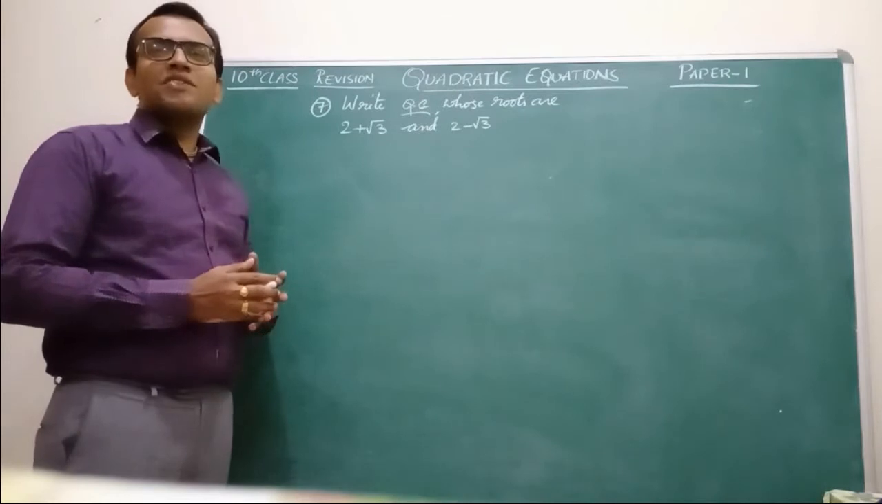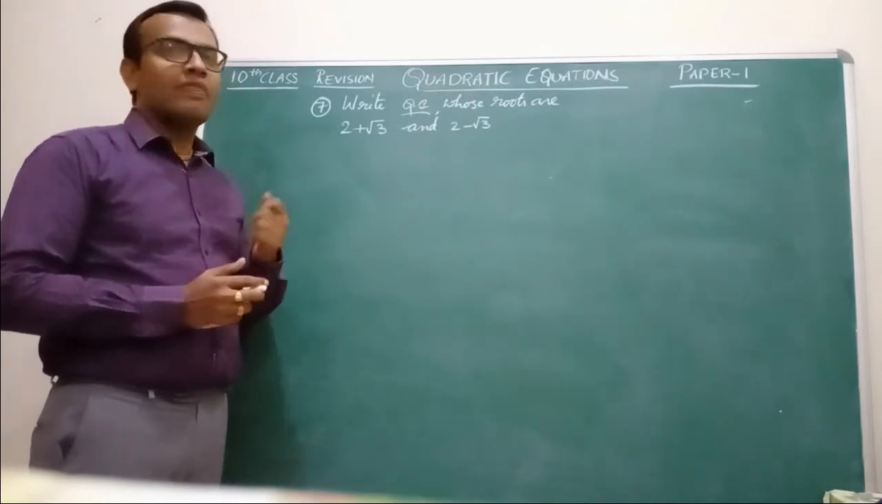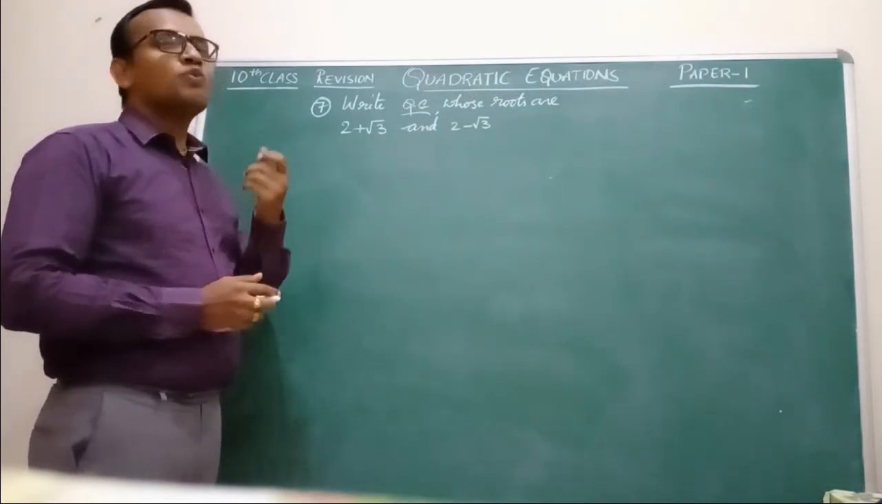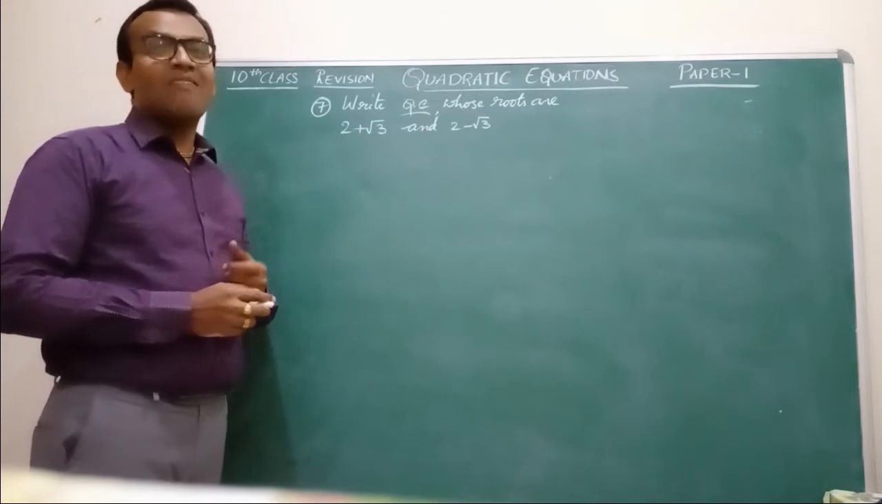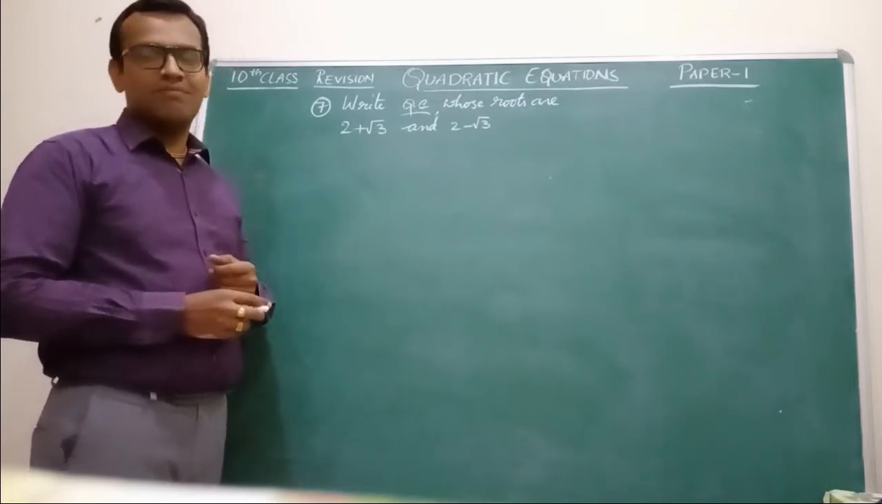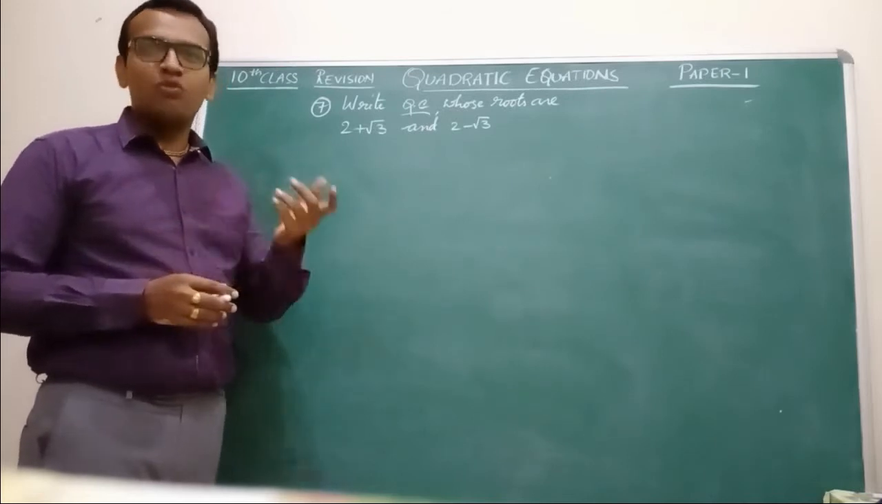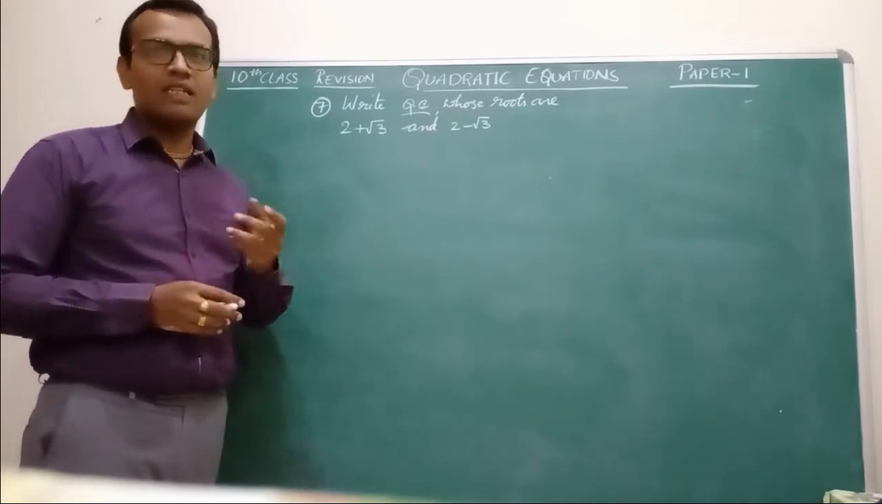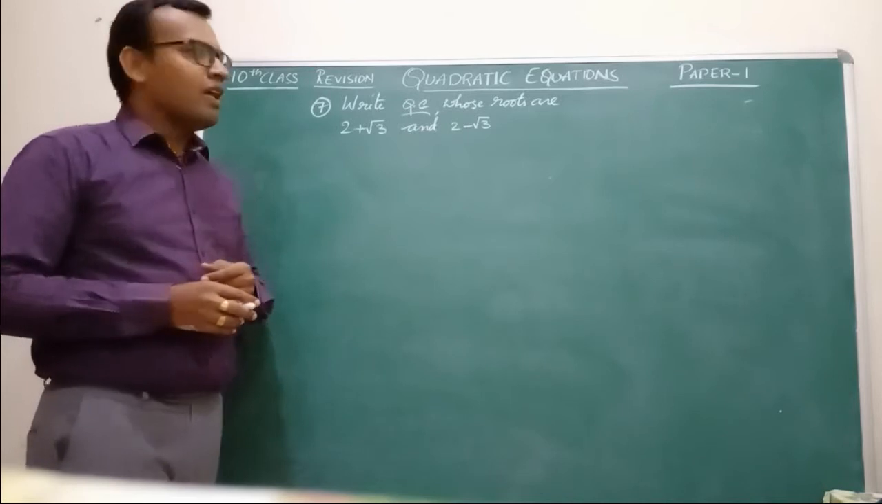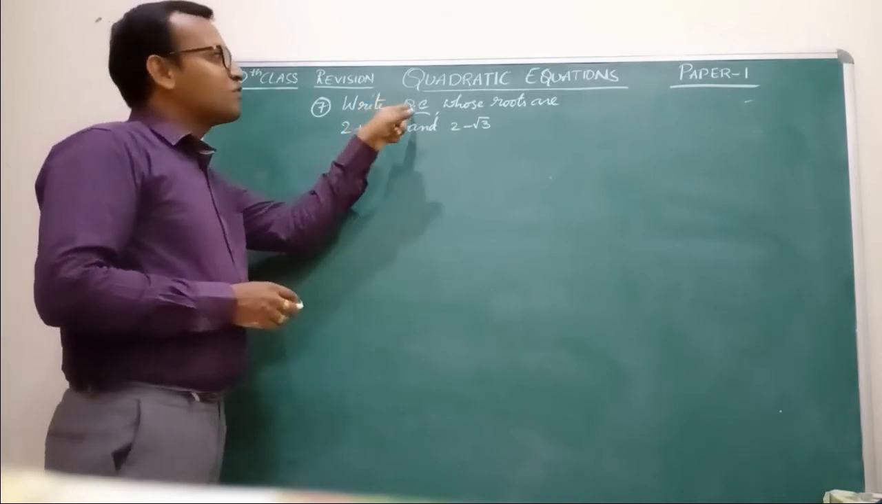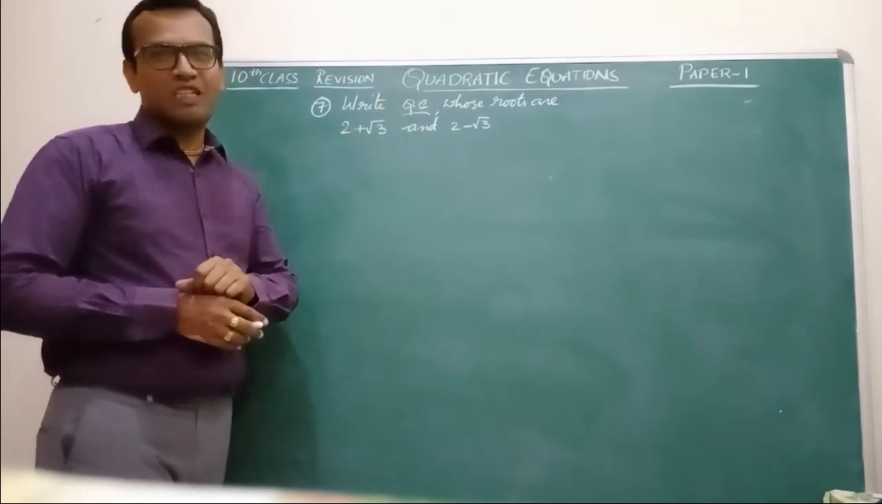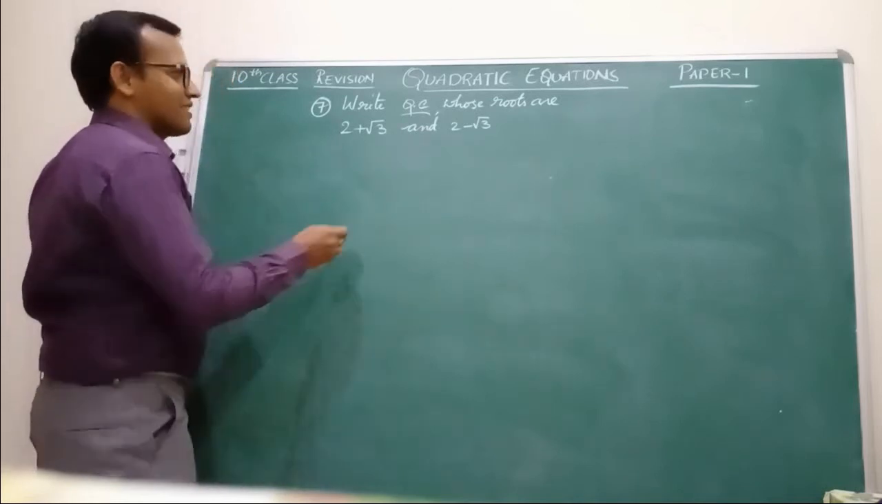We have discussed the nature of roots. Now let us see how to find a quadratic equation when the roots are given. Since we know that the roots of quadratic equations are 2, 2 roots generally we get because quadratic means the degree is 2. 2 roots are given and we have to find the quadratic equation. How to find? Let us see here.